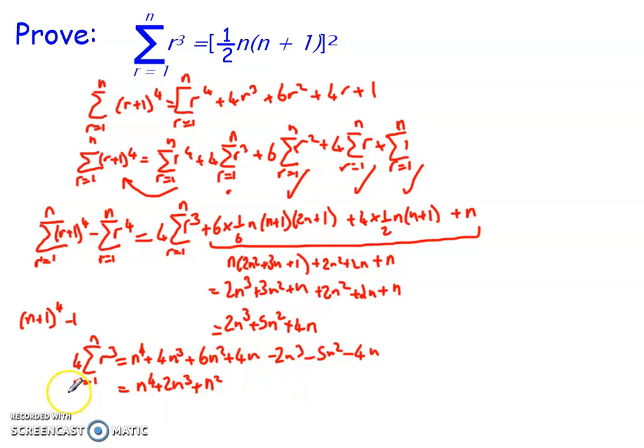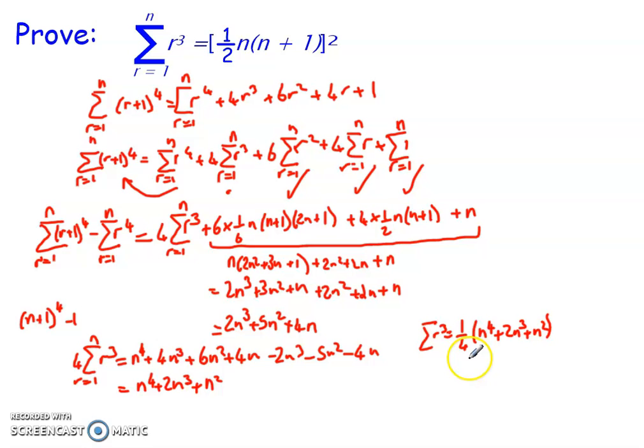So if I then take the 4 across here, what I end up getting is that the sum of r cubed is equal to a quarter bracket n to the 4 plus 2n cubed plus n squared. Great, we've got that, but we've done all that work for nothing special. However, let's manipulate it a little bit and see what we can do.